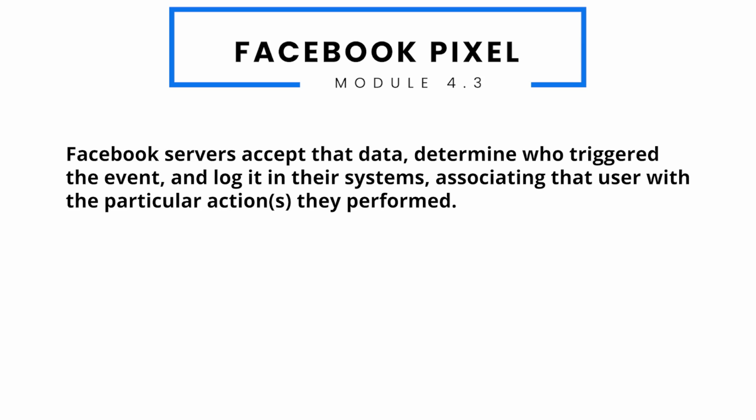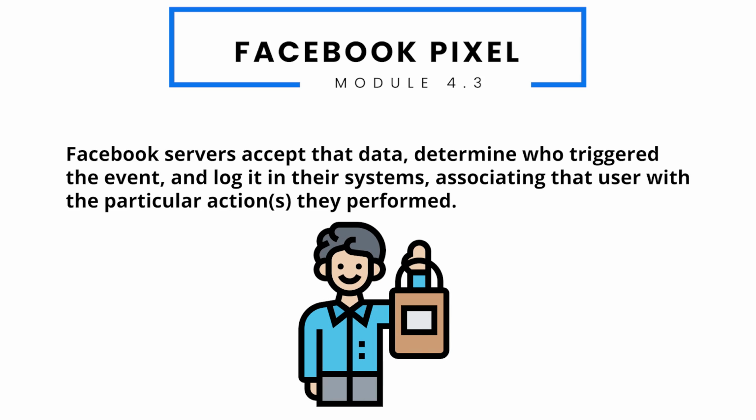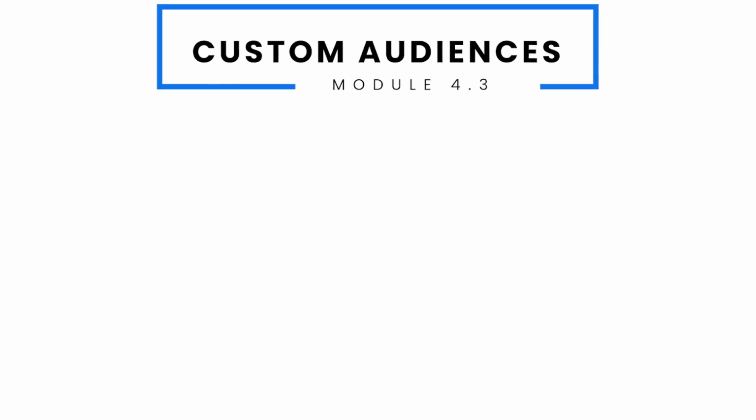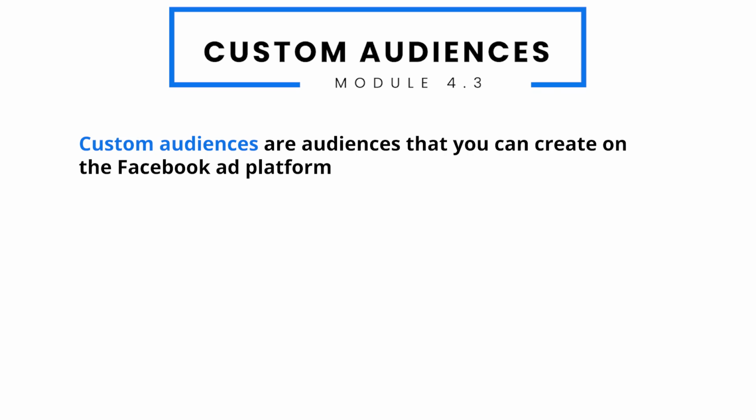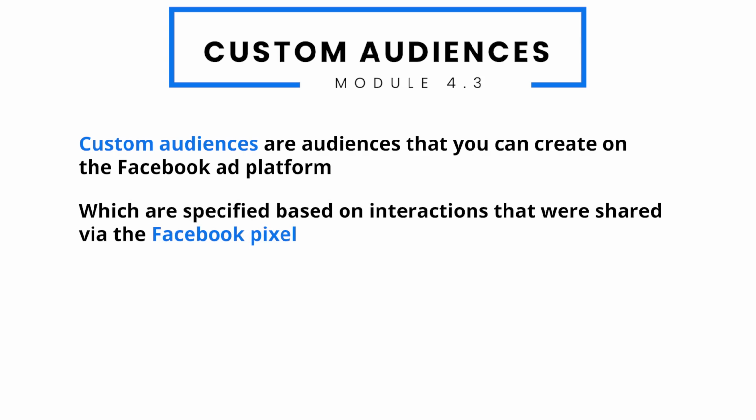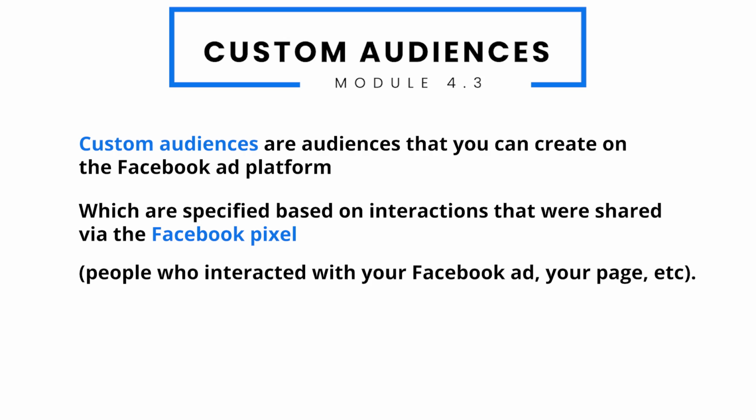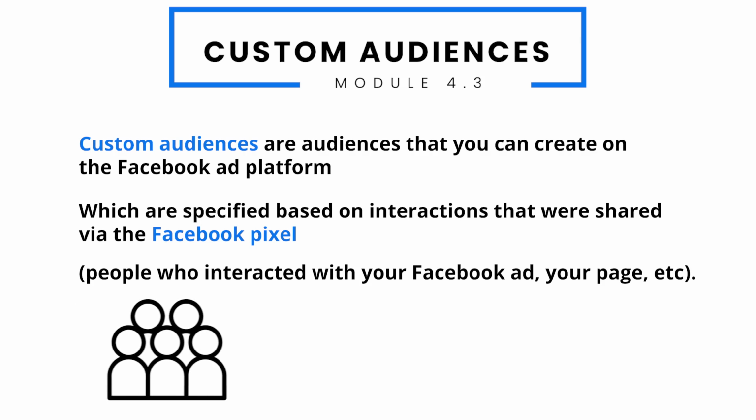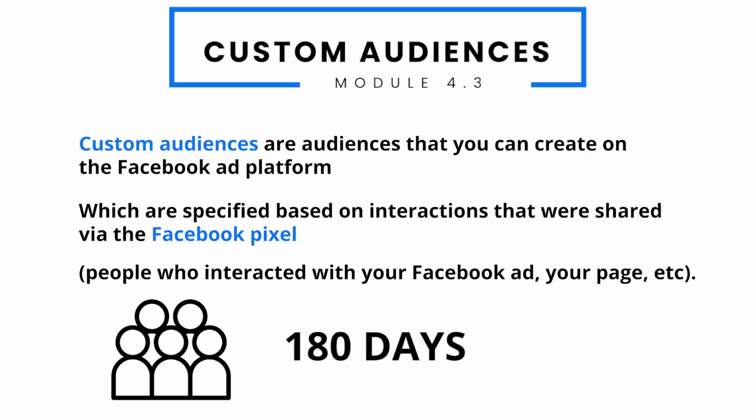And what's really cool is that you can take people that performed a certain action on your website and then turn them into a targetable audience. This is where custom audiences come in. Custom audiences are audiences that you can create on the Facebook ad platform, which are specified based on interactions that were shared via the Facebook pixel, as well as some Facebook sources, people who interacted with your Facebook ad, your page, etc. So you could, for example, create a custom audience of people who visited your website in the past 180 days. At that point, you could do two things.